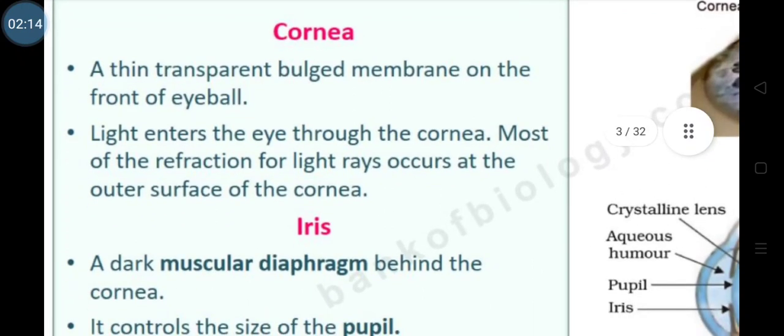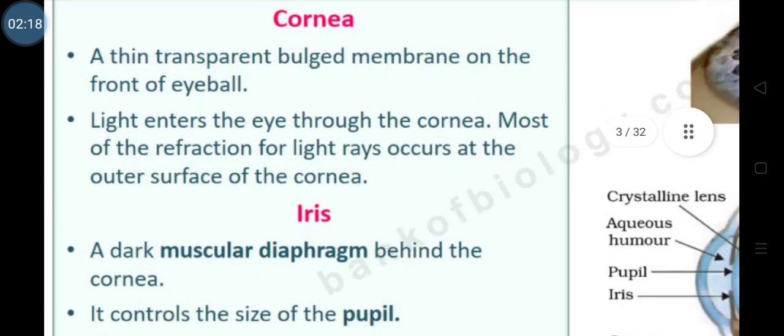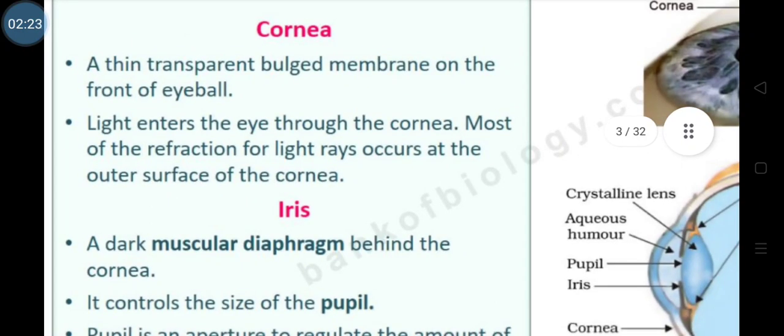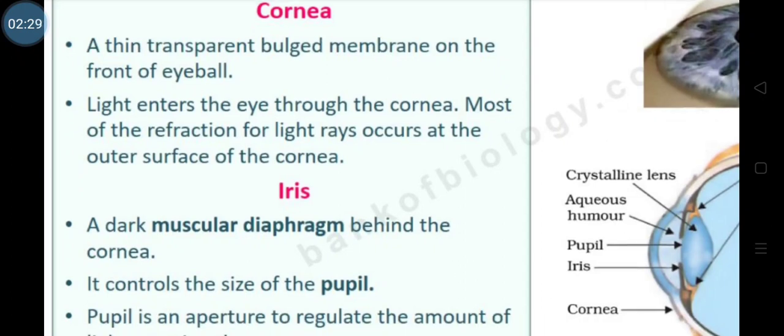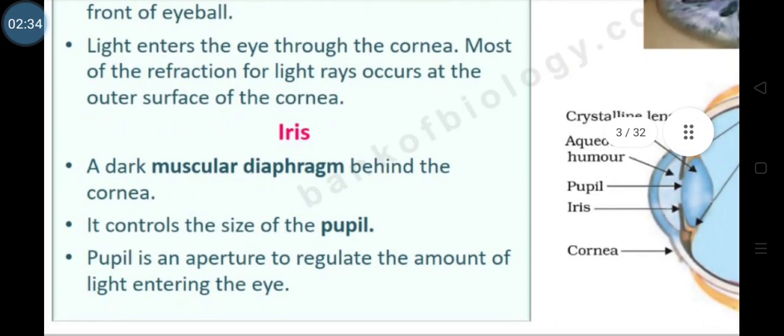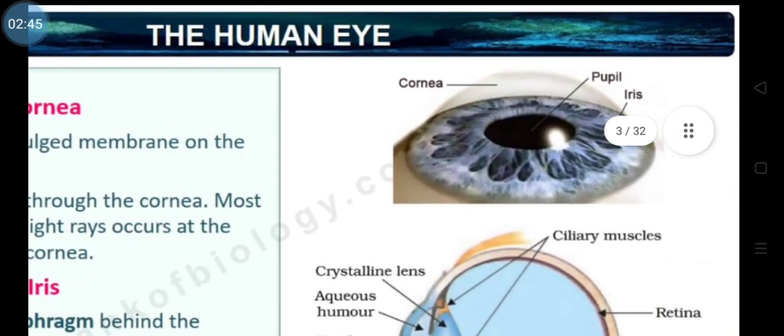Light enters the eye through the cornea, and most of the refraction of the light rays occurs at the outer surface of the cornea. So basically light enters through the cornea here. And next is the iris. Iris is a dark muscular diaphragm, which is just behind the cornea. You can see in the diagram.